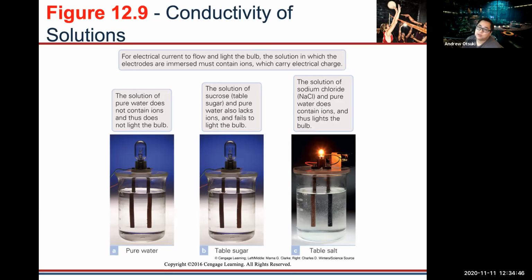To conduct electricity, to create a circuit in solution, you need to have some ions in there. You can't have pure water. Water is not a conductor of electricity by itself. Okay, so that's my take on that.